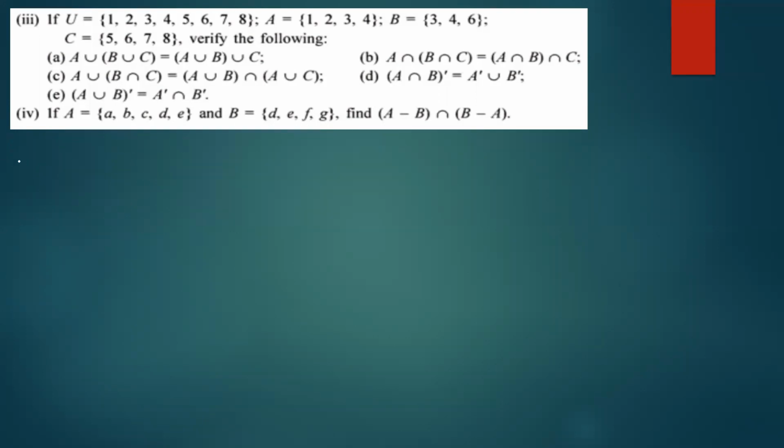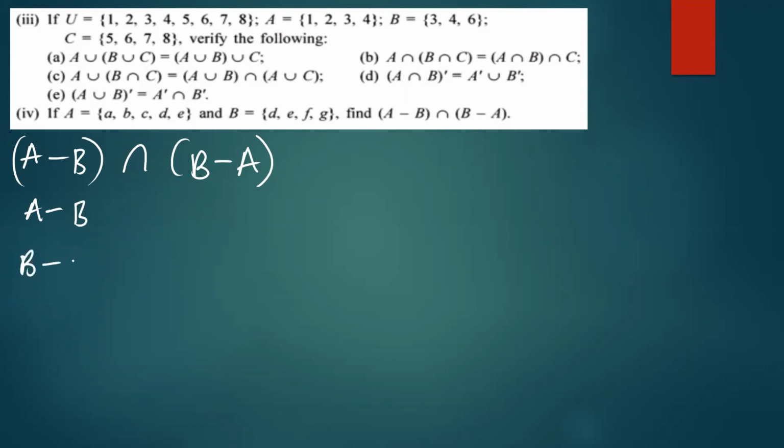So let me write the question. We have A minus B, and then intersection B minus A. How do we solve this? The first thing we have to do is to find A minus B. And then the other thing we have to find is B minus A. And then we can find the intersection between the two sets.